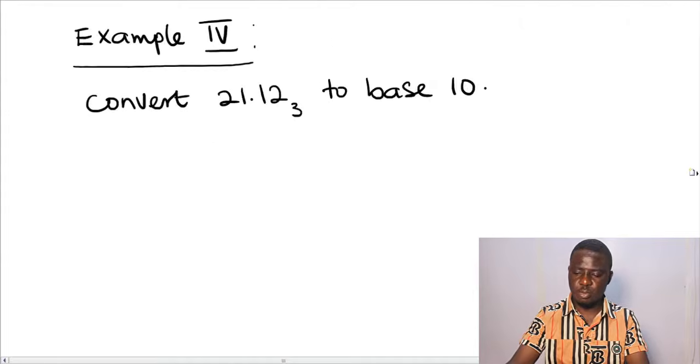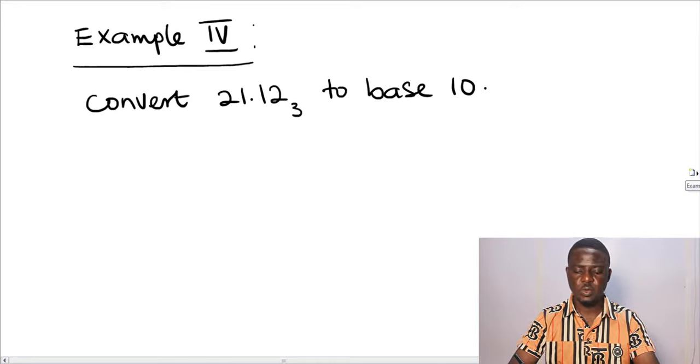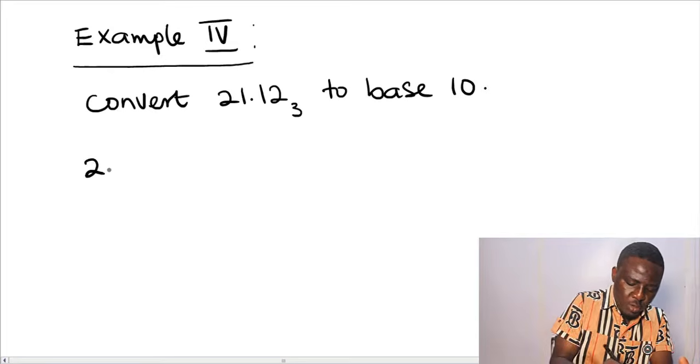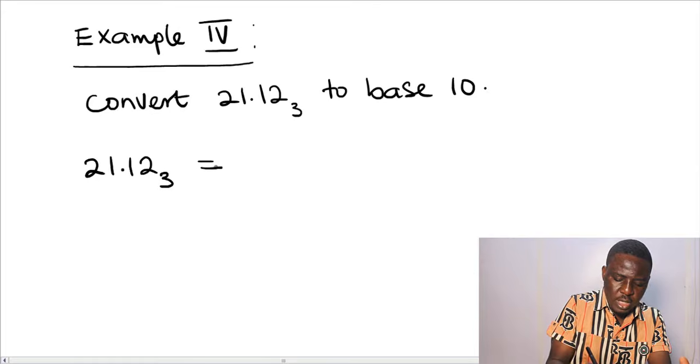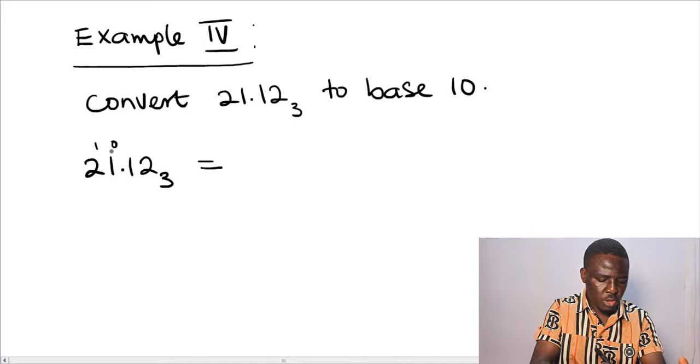Let's take one more example. In this example 4, we have to convert 21.12 base 3 to base 10. Follow the same steps we have been doing in the previous examples, and you are not far from the answer. This becomes 21.12 base 3. Give them the place values. This becomes 0, this is 1, this is minus 1, and this is minus 2.